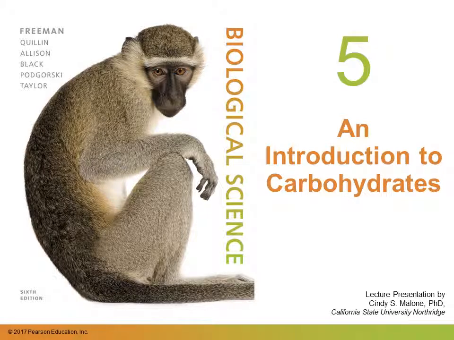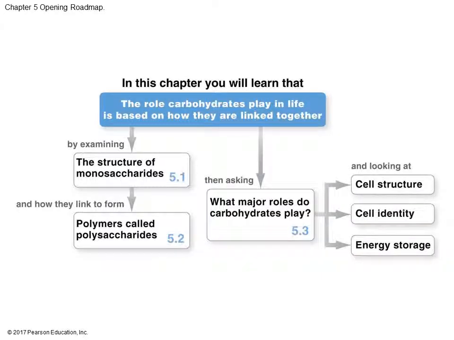Chapter 5, An Introduction to Carbohydrates, An Introduction to Sugars. In this chapter, we'll talk about the structure of monosaccharides, and then we'll use these building blocks to build polymers or polysaccharides. We'll talk about the major role of carbohydrates and how they're important in cell structure, cell identity, and energy storage.